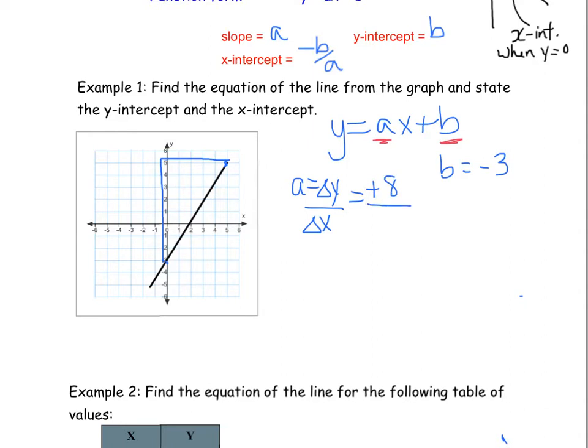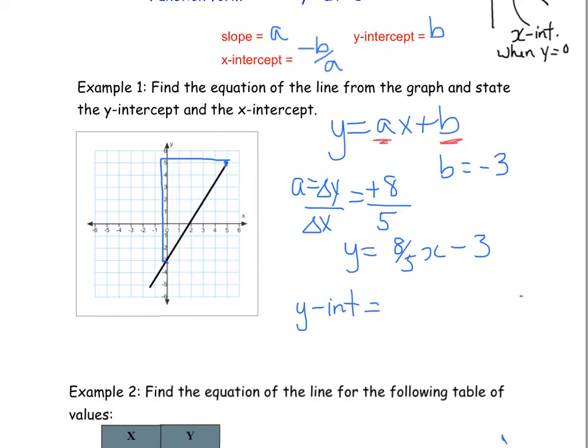And then how much do I go over? I was here, I'm going over 1, 2, 3, 4, 5. I'm going towards the right, that's positive, so that's positive 5. That's my slope. And you should always reduce this fraction. This is already in lowest terms, so we leave it at that. Now I can just substitute that into my equation. y equals 8 over 5x minus 3.